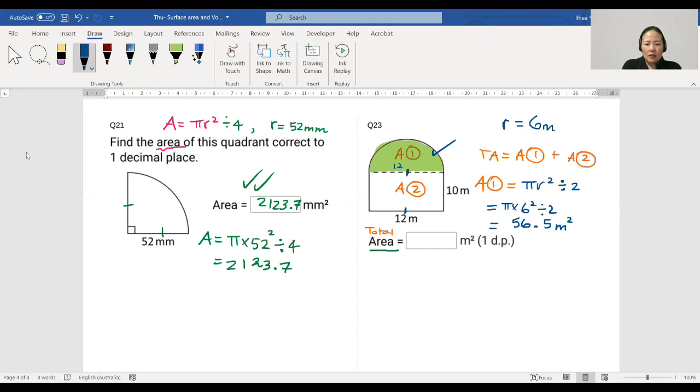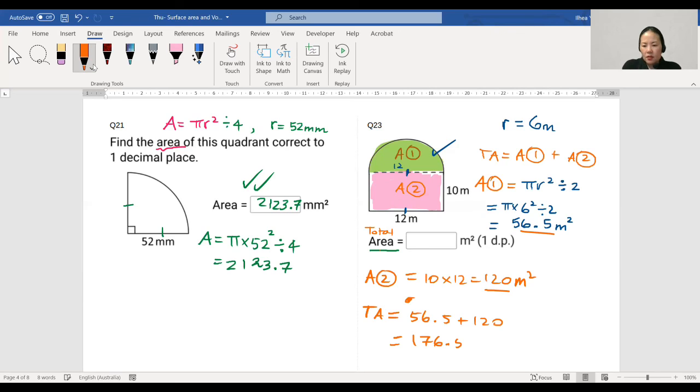Area 2. Area 2 is easy because that's just a rectangle. All I have to do is find the two values on this one and just times them. 10 times 12, which is 120 square meters. Total area is to add this together, and that will be 176.5 square meters in one decimal place.